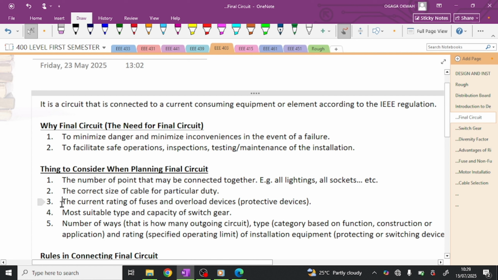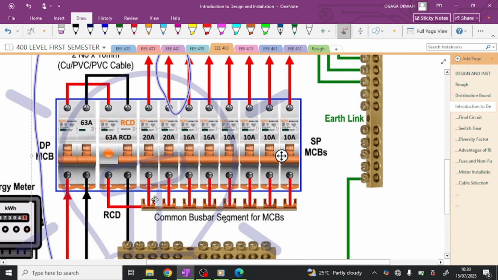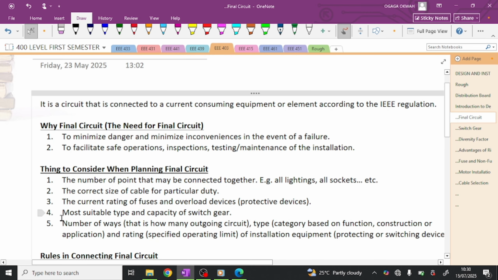Then the third thing to consider is the current rating of fuses and overload devices. Overload device just means a protective device like your MCB. So current rating, if you look closely at this diagram, you see current rating: 20 amps, 16 amps, 16 amps. So what is the correct current rating for the load I want to put in this line? Are we together? So you have to consider that also.